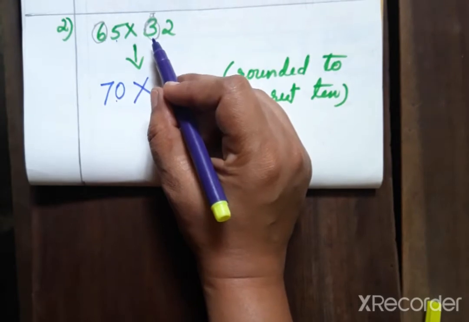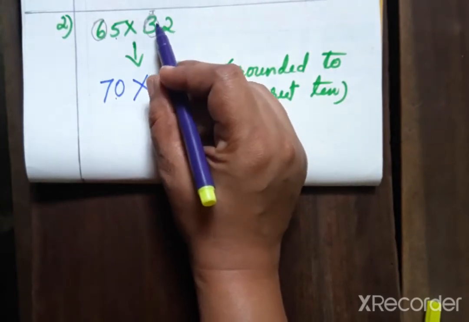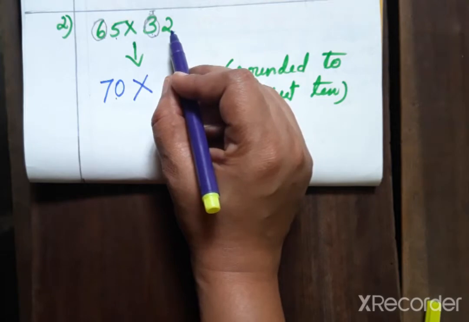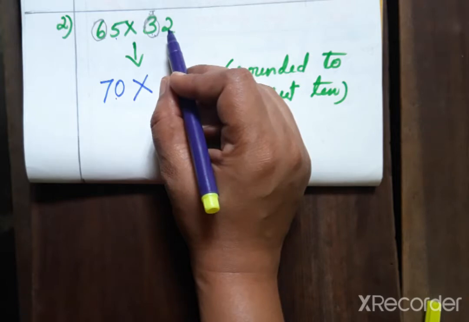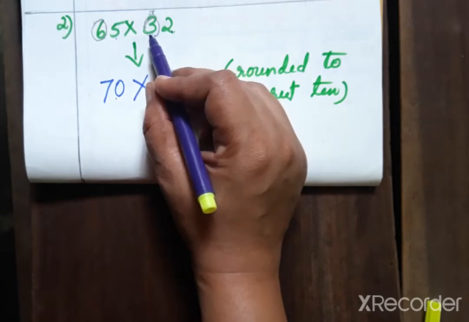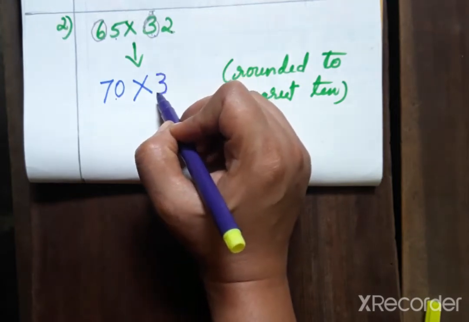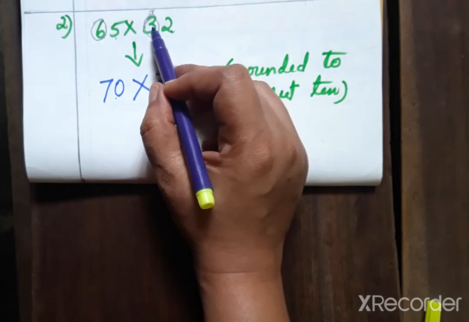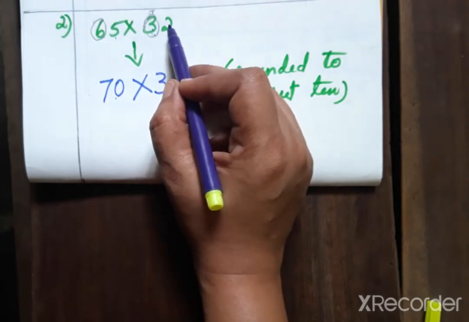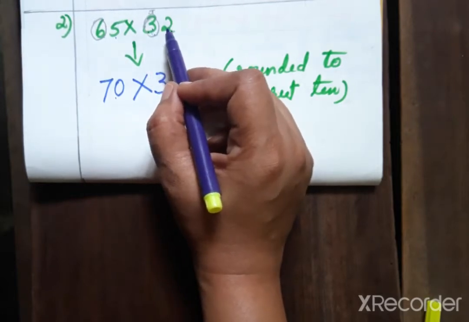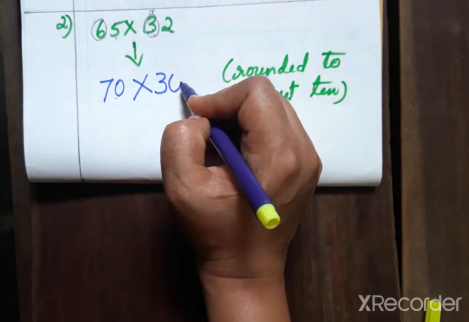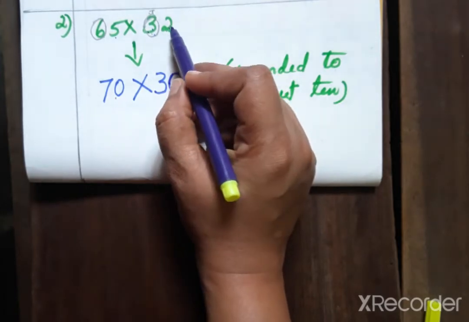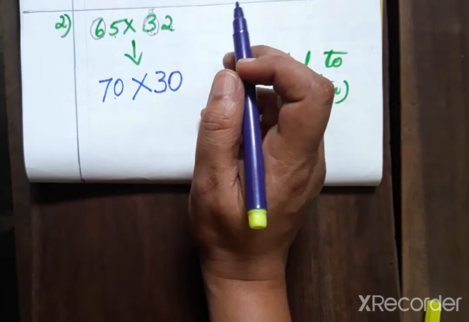Now we have to round off 32. So 3 is in the tens place. Knock on the next door and ask, do you have 5 or greater than 5? Here 2 is less than 5, so he can't help. So 3 will remain unchanged, with no increase, because 2 is less than 5. If it is 5 or greater than 5, then 1 is added. And whether he helped or not, the ones digit becomes 0.